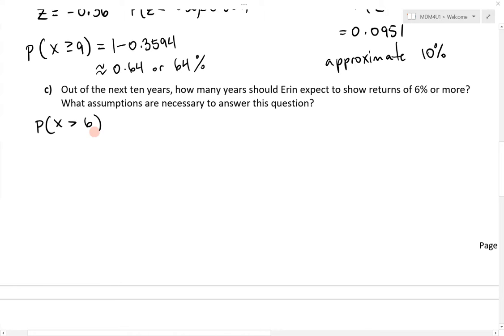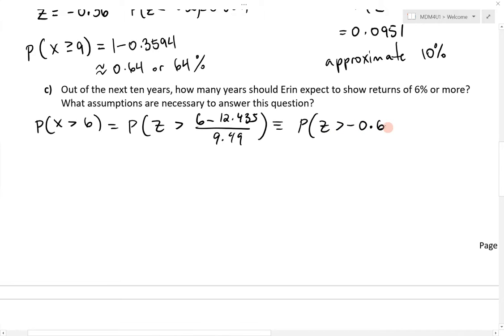Okay, so for this, I need to calculate a couple of z-scores here. Or rather just one z-score. So let's convert this to a z-score. In other words, I'm looking for the probability that z is greater than 6 minus the mean value, 12.435, divided by the sigma, or standard deviation, 9.49. And so that's going to be equivalent to the probability that z is greater than negative 0.678. So all of this resolves to negative 0.678.